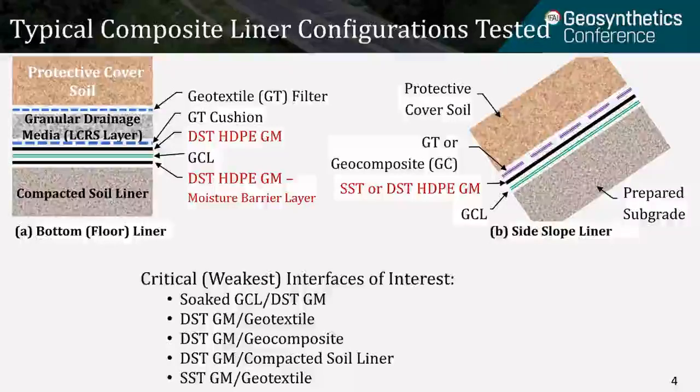Multi-layer testing typically includes two soil layers with more compressible material placed in the upper half of the shear box. The geosynthetic materials will be floating between the two halves of the shear box with no clamping. For single interface tests, the substrate could be either a rigid block or a soil. Critical or the weakest interfaces we are interested in are soaked GCL versus textured geomembrane, geotextile versus textured geomembrane, geocomposite versus textured geomembrane, textured geomembrane versus compacted soil liner, and smooth geomembrane versus geotextile.